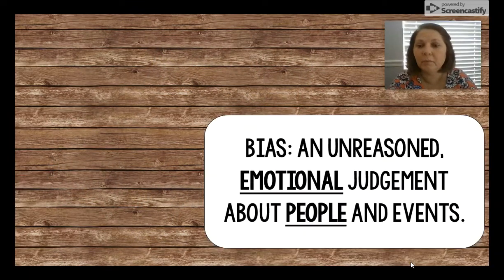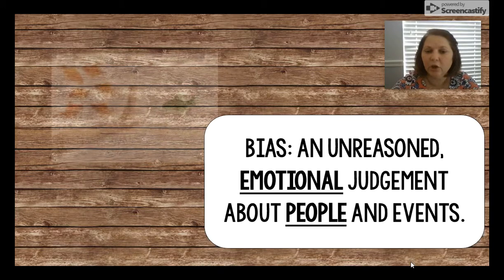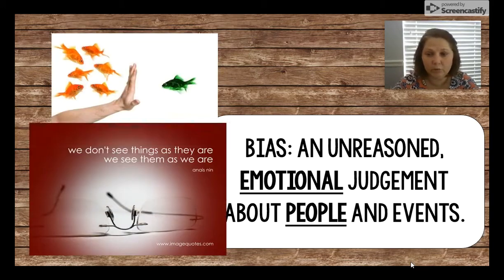All right, so we want to talk about bias. And bias is an unreasoned emotional judgment about people and events. And that's because we use our past experiences and we bring them into what we do. And so everybody has a bias about a lot of things. You're either biased for or against chocolate ice cream. You either really, really like it or you really, really don't. There's no scientific reason for you really liking that or not. It's just your emotional judgment about that. And so people do that about events and they do that about people too.